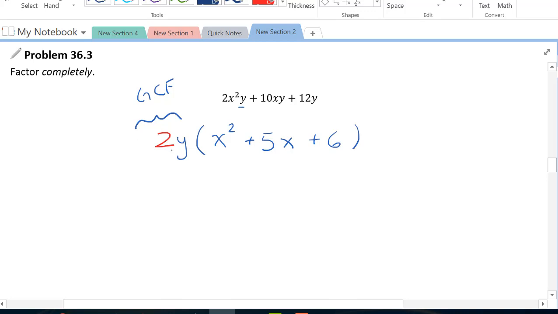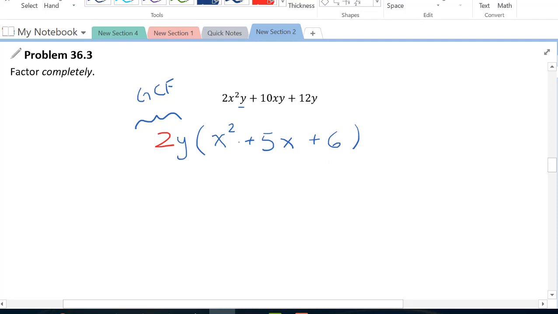Now, students always get confused about what to do with the 2y. So you don't do anything with the 2y, okay? You ignore the 2y for now. The 2y goes on vacation, all right? You're going to bring him back later. So now let's just focus on our trinomial here, okay? Focus on this. Now, how do I factor this?